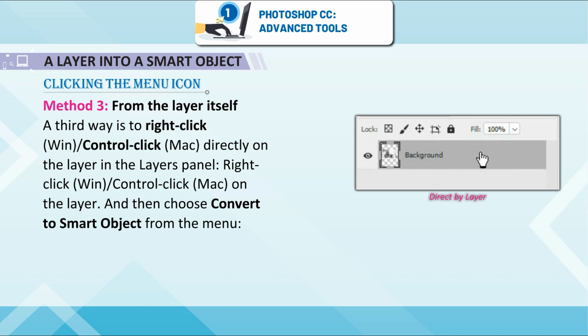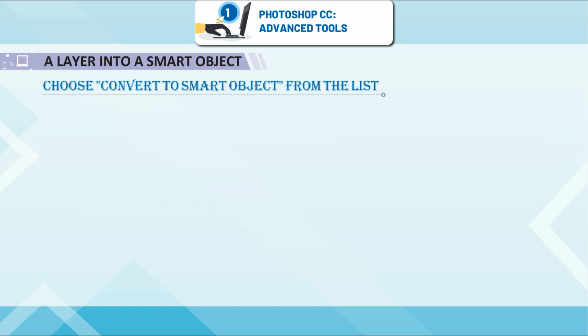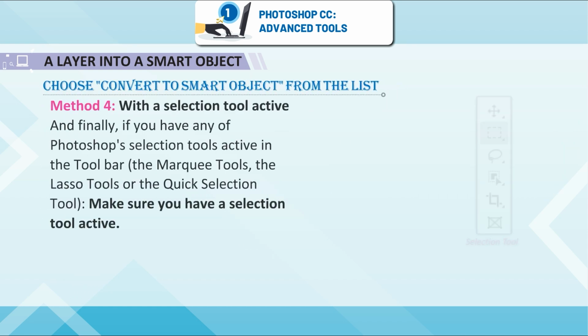Method 3. From the layer itself. A third way is to right-click on Windows, or Control-click on Mac, directly on the layer in the Layers panel, and then choose Convert to Smart Object from the menu.